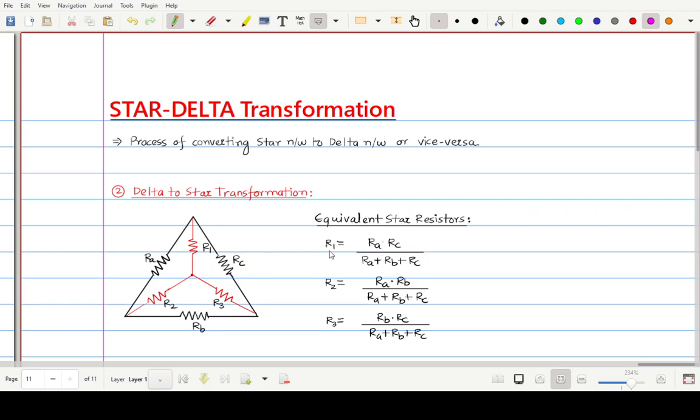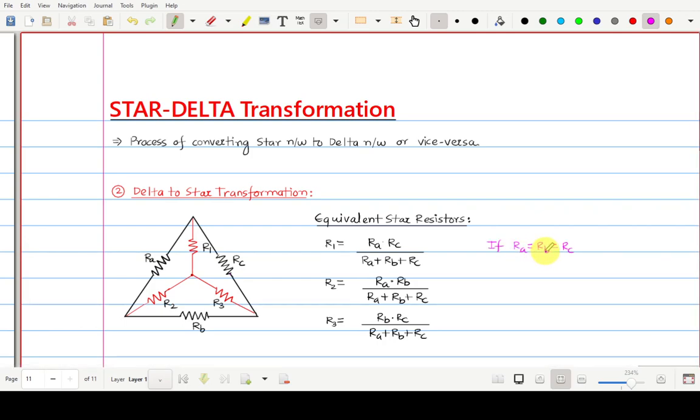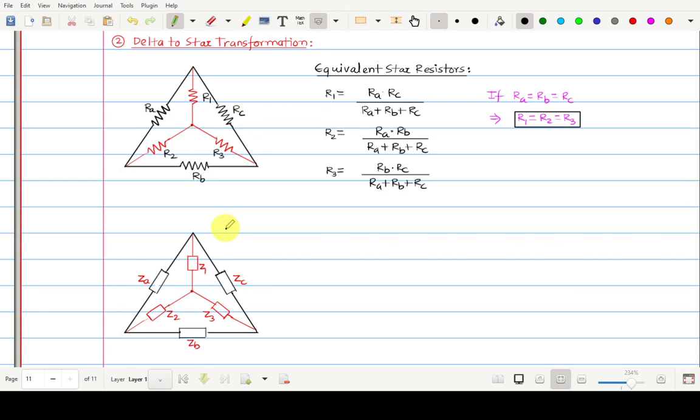One thing you have to remember: if your given delta network is balanced, meaning if RA is equal to RB is equal to RC, all three delta resistances are of the same value, then the newly formed star resistors will also have the same value. Therefore R1 will be equal to R2 is equal to R3. So star resistors are also balanced.